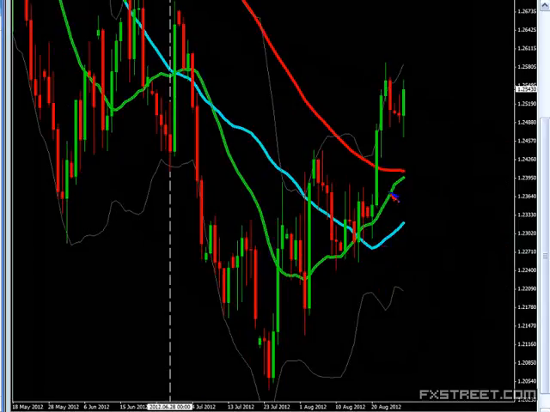Now that the 20 is above the 40, but the 40 is still below the 80 moving average, the moving averages are mixed. Well, I'm not going to place any trades at all because it's a mixed market. It's a range-bound market. Now, it is true that there are other strategies to trade a range-bound market.